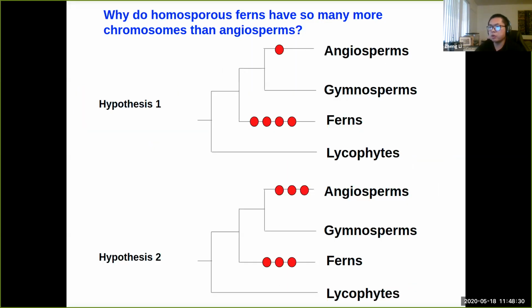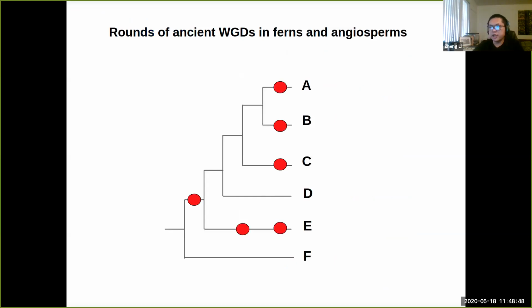And going back to our question, so why do homosporous ferns have so many more chromosomes than flowering plants? Well, hypothesis number 1, ferns have more rounds of ancient polyploidy compared to flowering plants. And hypothesis number 2, maybe they have similar or even lower rounds in ferns compared to flowering plants. So to test that, we need to estimate the rounds of ancient polyploidy in both ferns and angiosperms. So how do we do that?